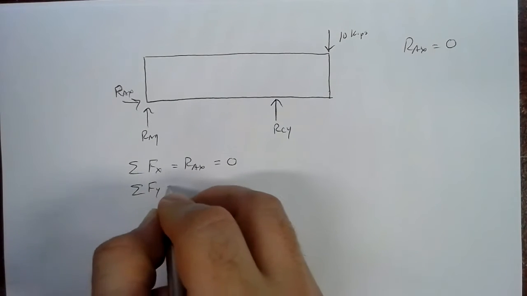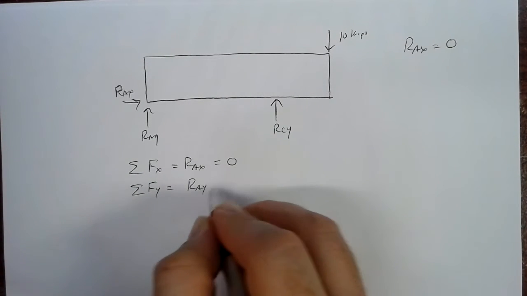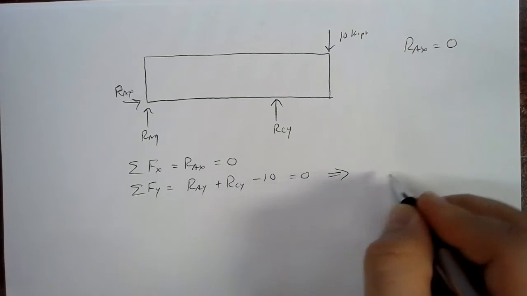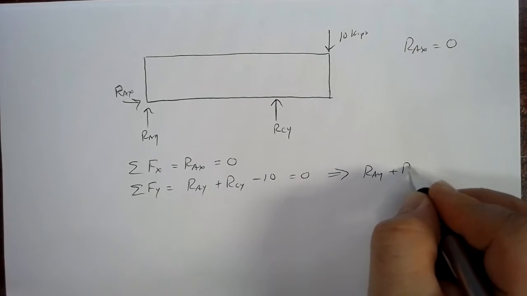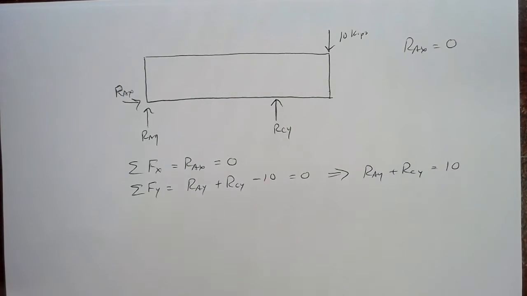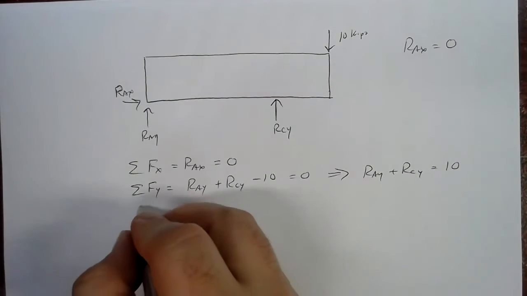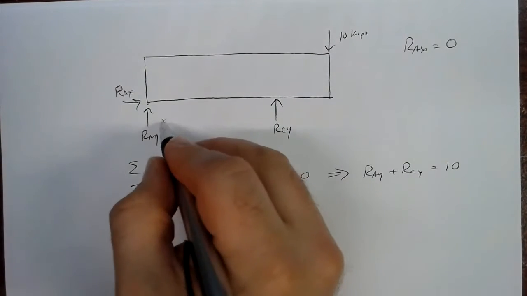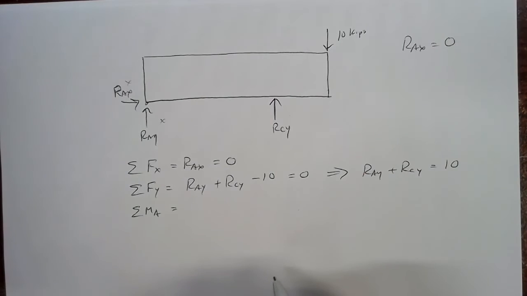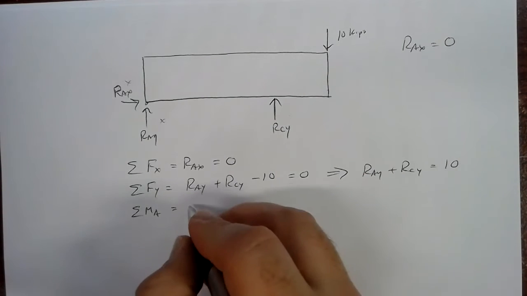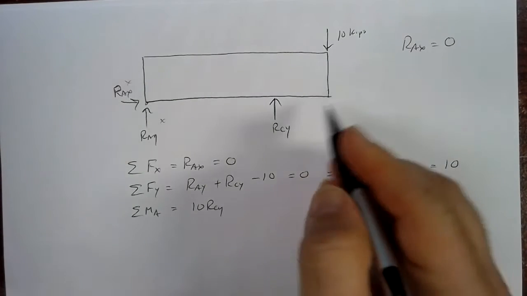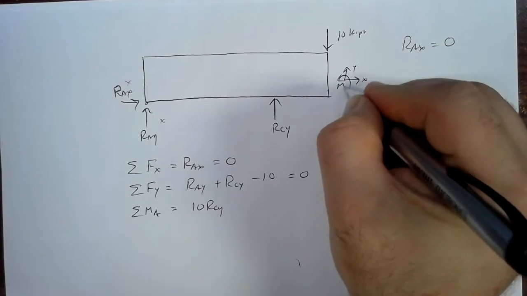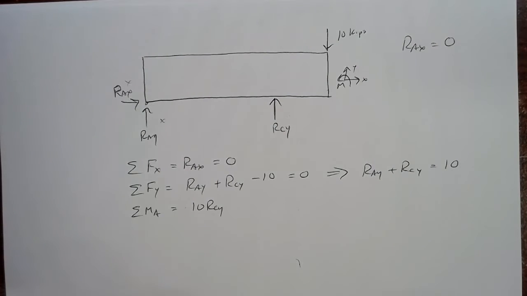If we take our sum of forces in the y direction, we've got RAY plus RCY minus 10 kips equals 0. So that means that RAY plus RCY must equal 10 kips. And then we'll take our moments about joint A. So that'll knock out RAX and RAY. RCY is 10 feet away, so we have 10 RCY counterclockwise. And counterclockwise moments are positive, so we have 10 RCY.